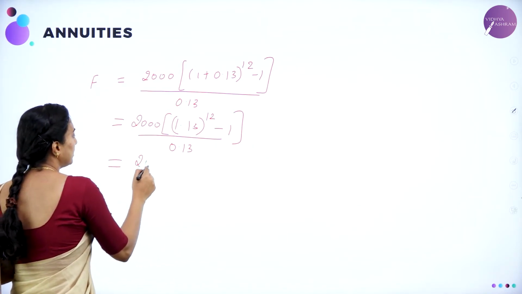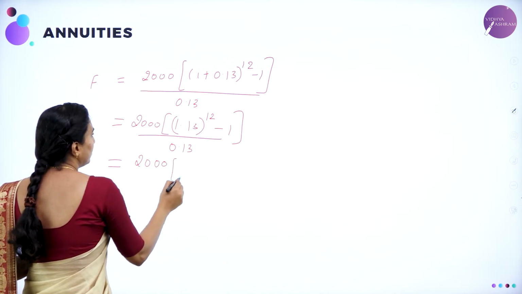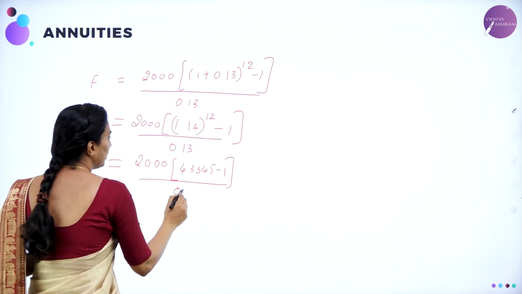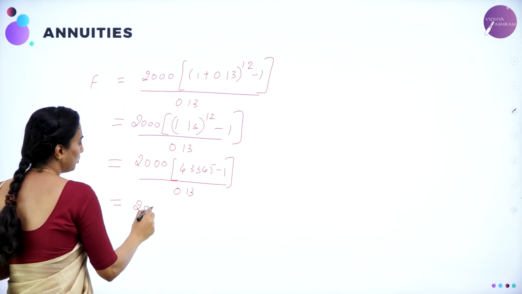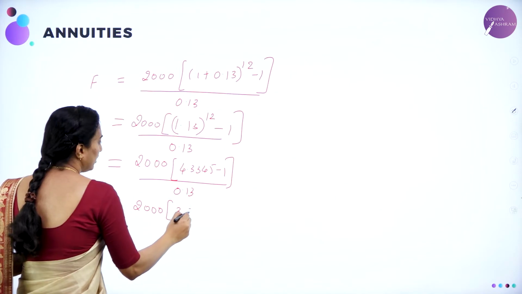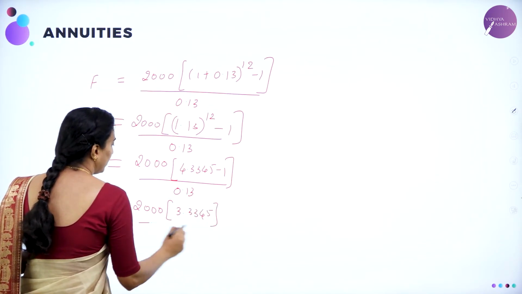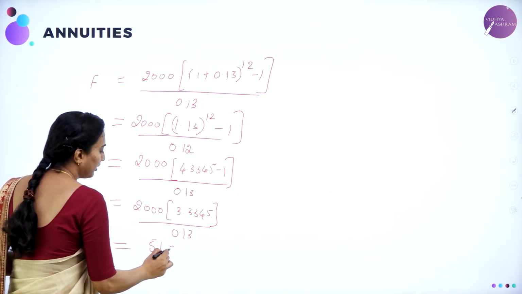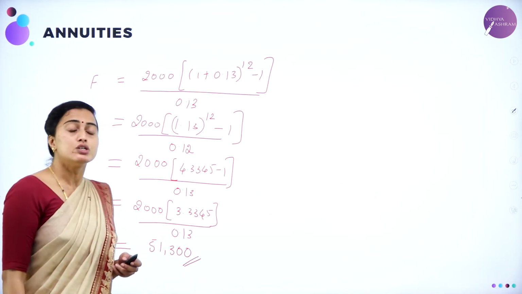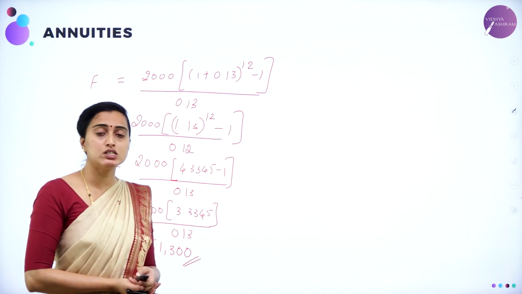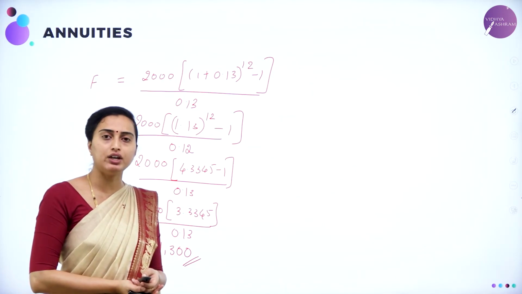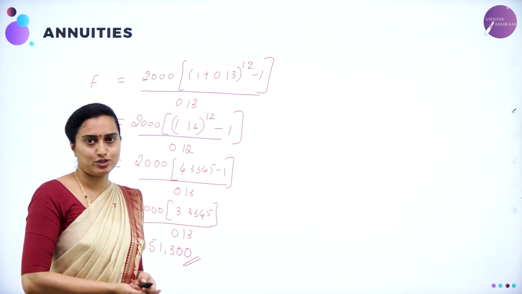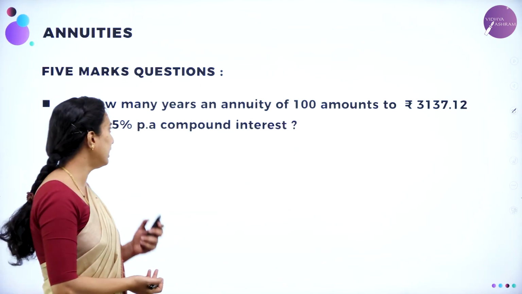So you are going to get 2000 into (4.3345 minus 1) divided by 0.13, which is equal to 2000 into 3.3345 divided by 0.13. After calculating this, you are going to get the answer, which is equal to 51,300. So this is what Sukanya will be getting after 12 years if she deposits 2000 as an immediate annuity with an interest of 0.13 or 13%. I hope you got this one. We'll move on to the next problem, dears.